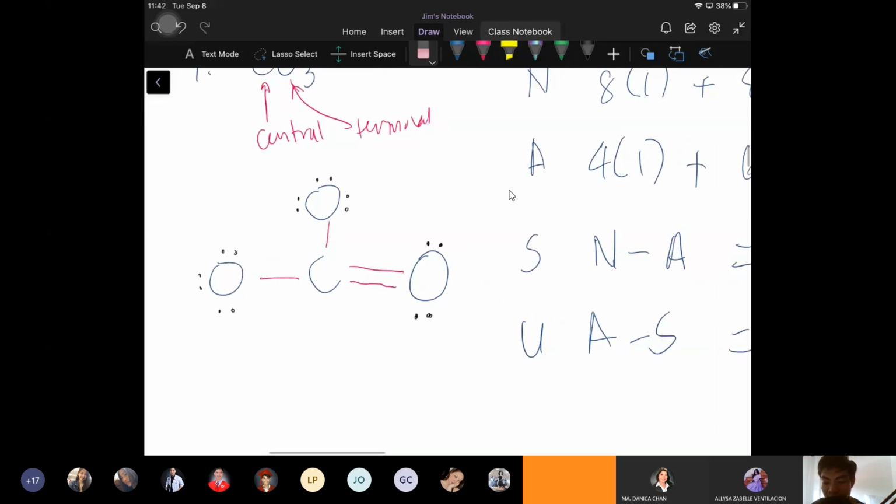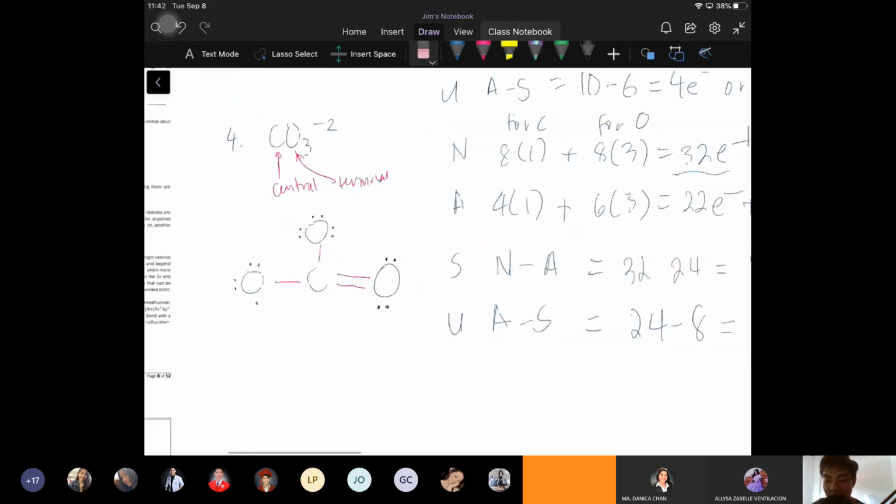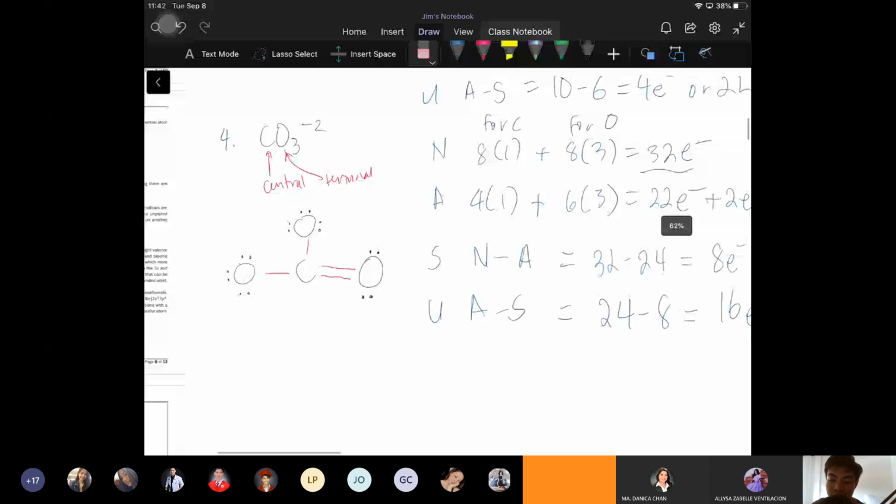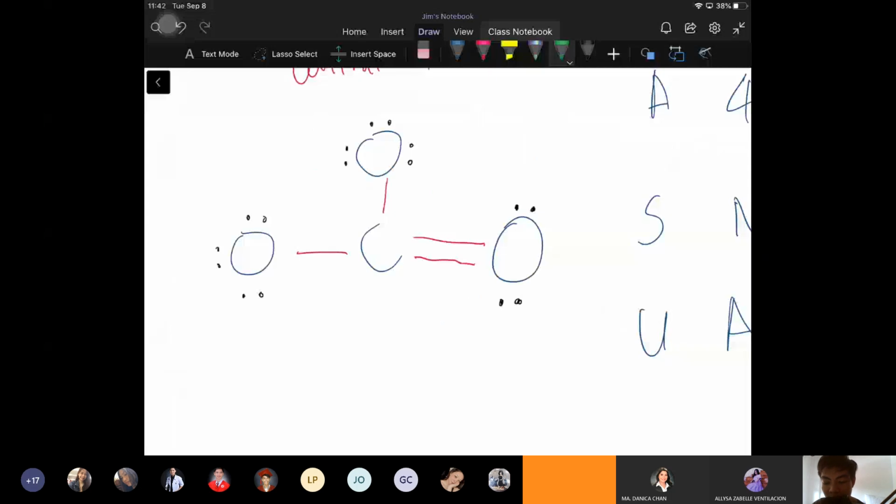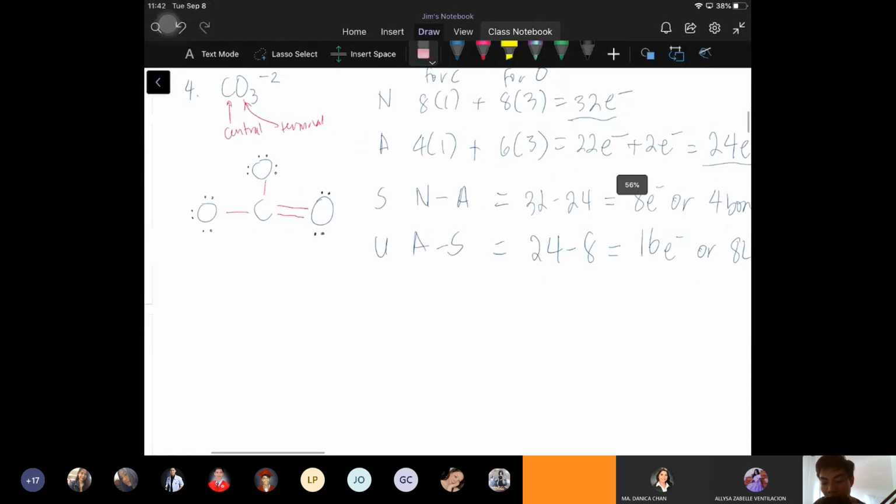Okay, so that means nagamit na natin lahat ng nasa NASU. All we have to do is to verify kung yung central atom natin ay naka-octet. Naka-octet na ba si carbon? Yes, no? We have 4 bonds. 2 electrons, 2 electrons, 2 electrons, 2 electrons. So 8 electrons in total around kay carbon. So that means our structure is complete na.